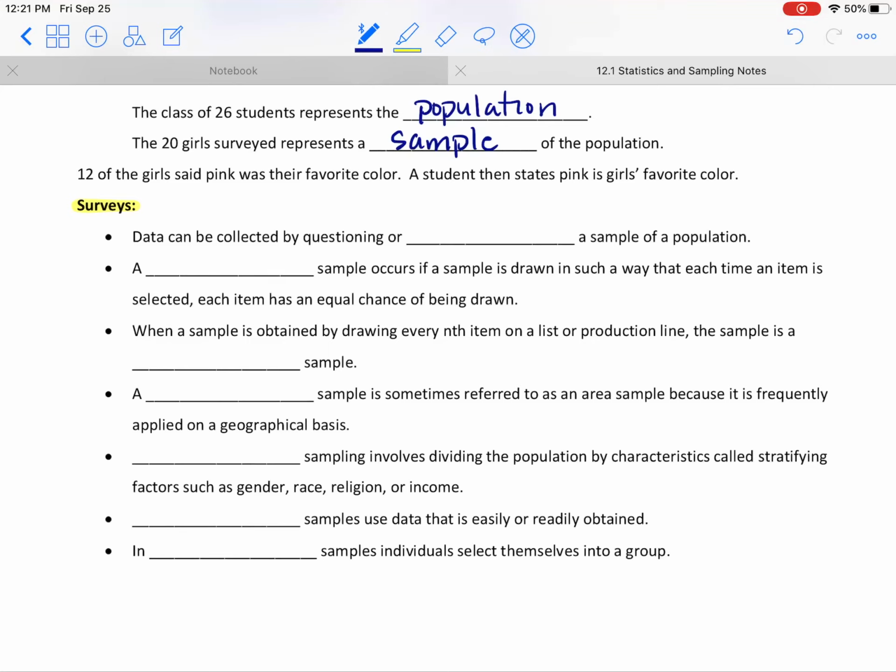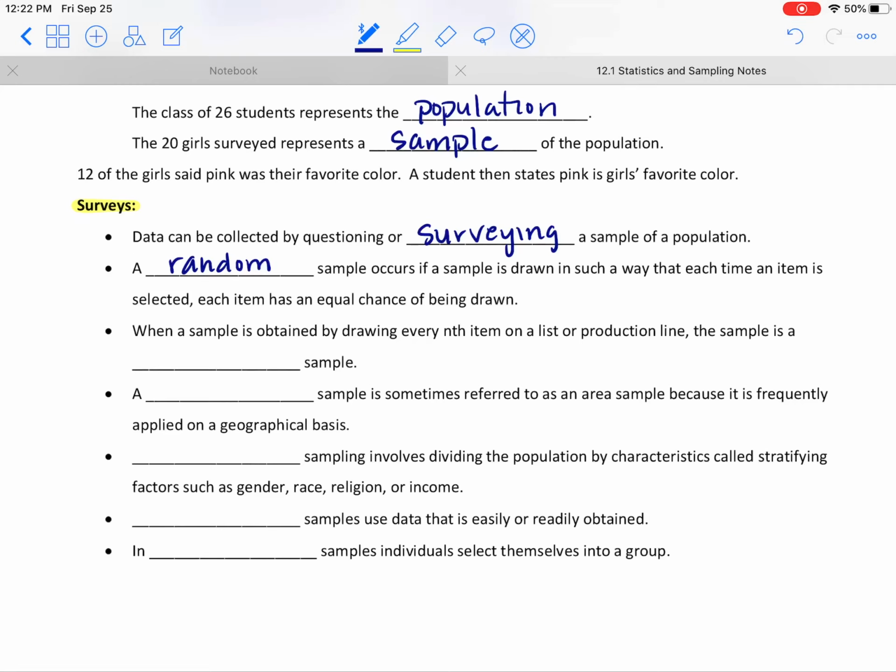So data can be collected by questioning or surveying a sample or an entire population, depending on how small it is. And again, lots of ways to do this. One way is to try to collect a random sample. And actually, random could be in conjunction with some of the others that we're going to talk about.